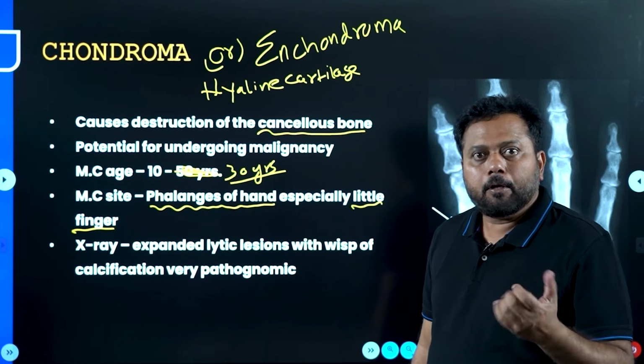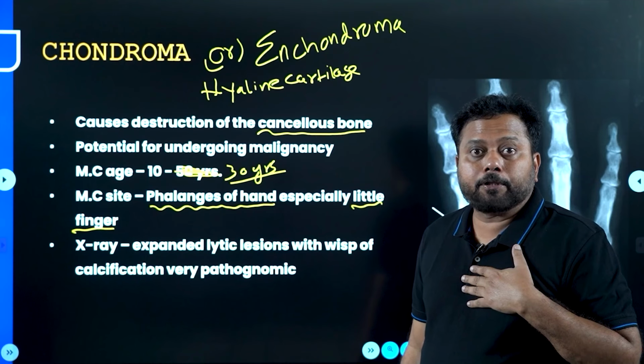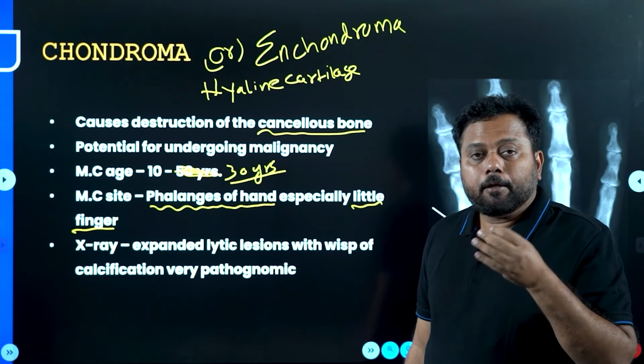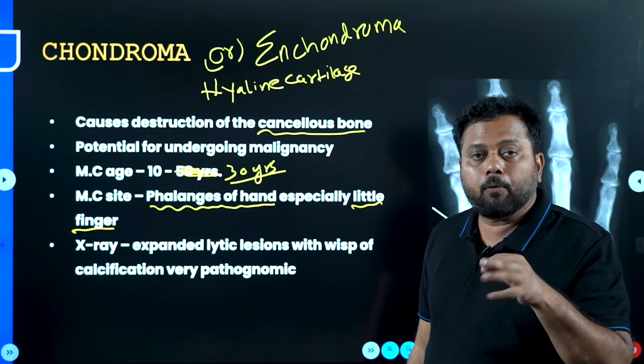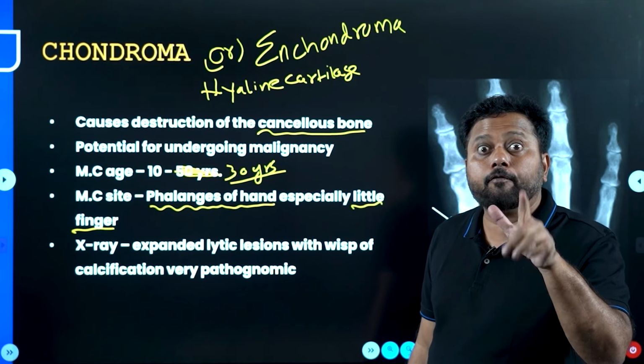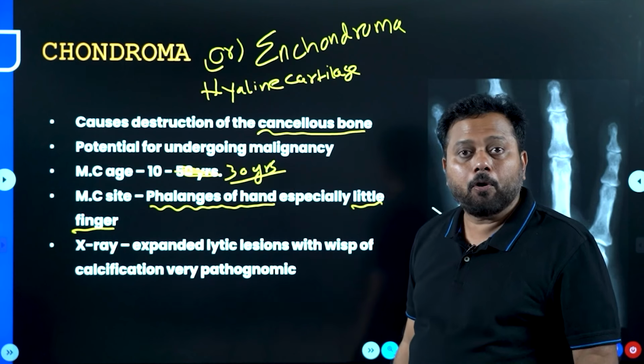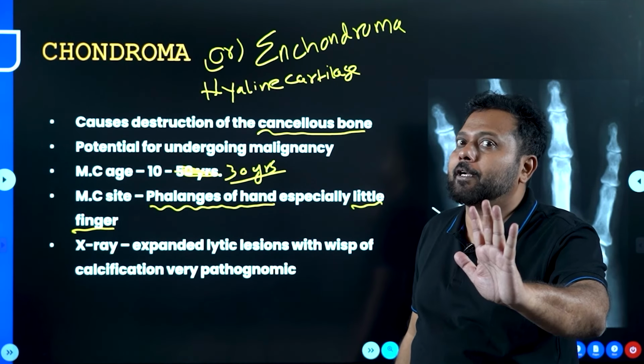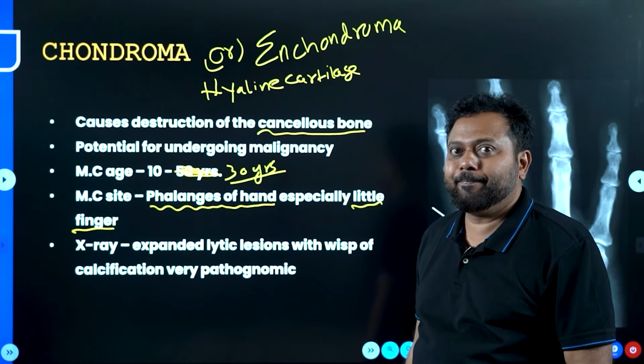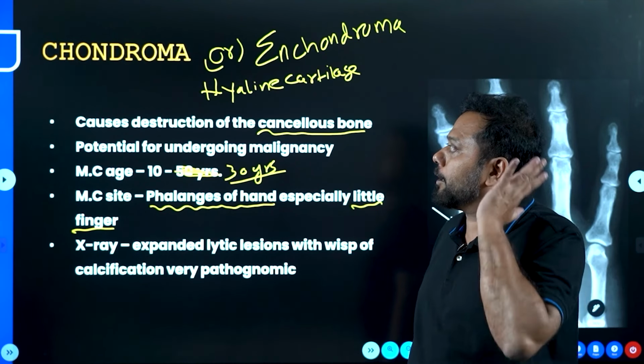Please take down. Once in a DNB question, I remember very strongly, they had asked: most common bone tumor of hand and foot. Answer is enchondroma. So, this is the most common tumor that is seen in hand and foot. Enchondroma is also called chondroma.